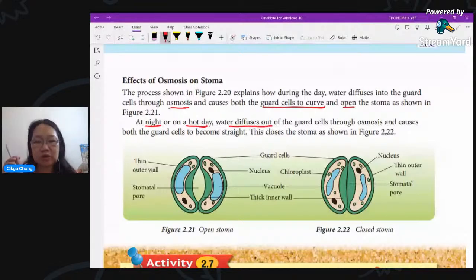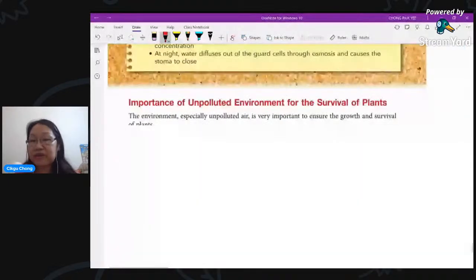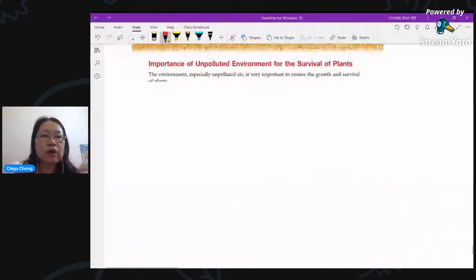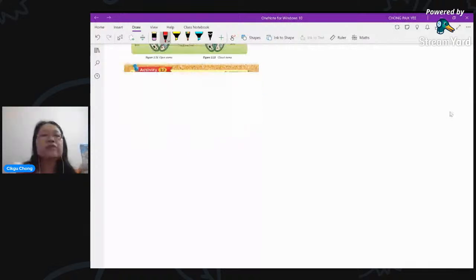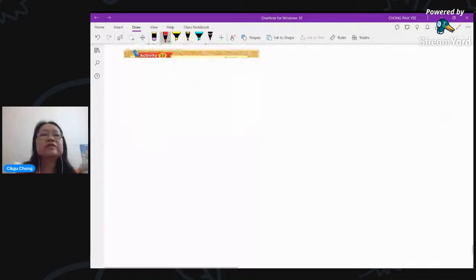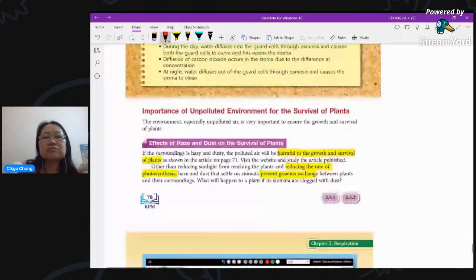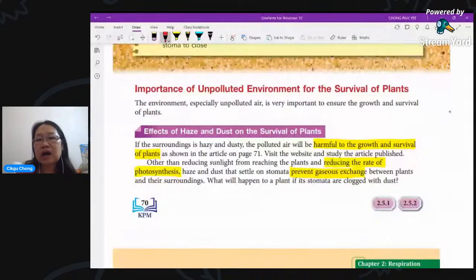Okay, so lastly, I think about 5 minutes more. Now, the importance of an unpolluted environment for the survival of plants. Our plants need to have clean air. What is the effect of having plants exposed to air which is unclean or polluted? First of all, you will have less photosynthesis. Look here. The hazy and dusty environment will be harmful for the growth and survival of plants.